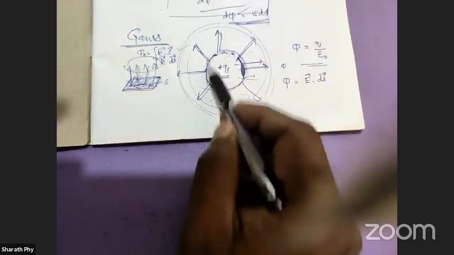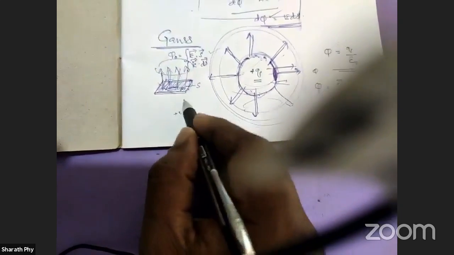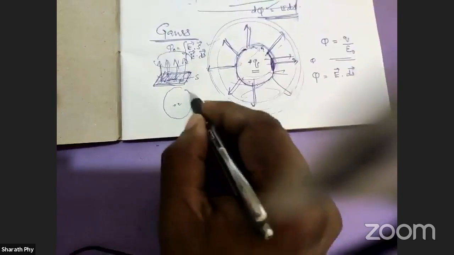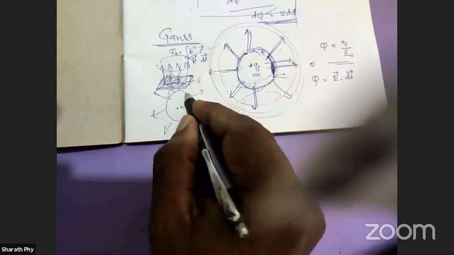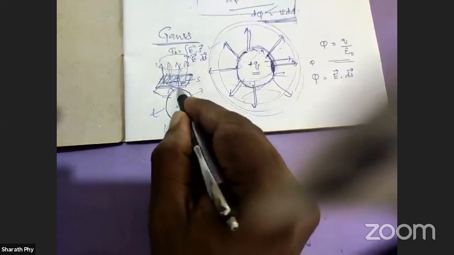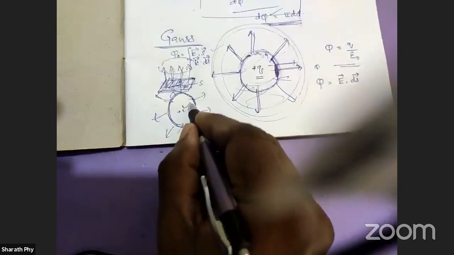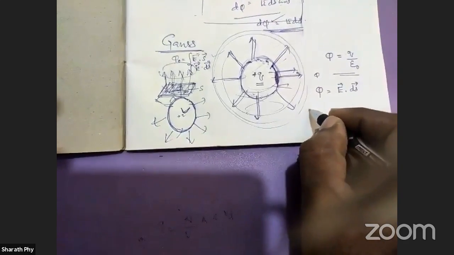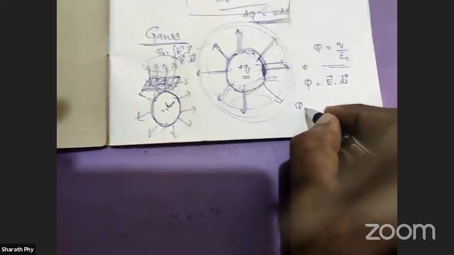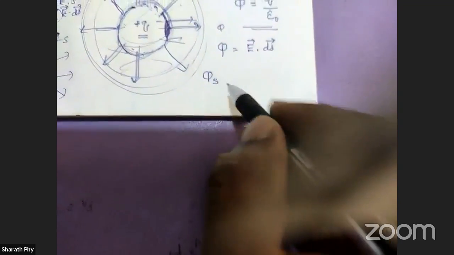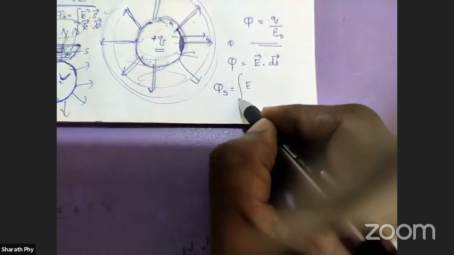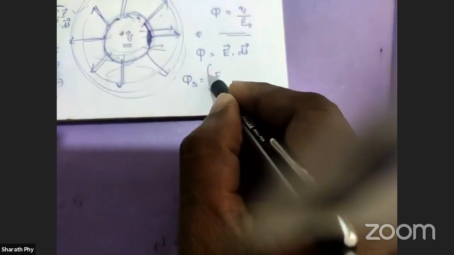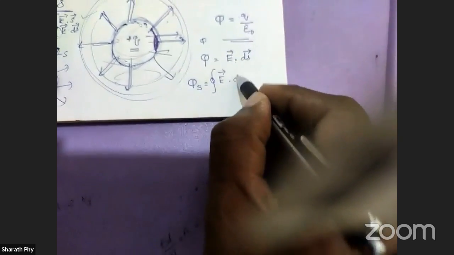But here the surface is closed. How to use it? If the charge is there and the surface is closed, and electric field lines are coming out in all directions, 360 degrees, then we have to take the surface integral. In this case, we have to calculate the flux around the surface. The flux around the surface is equal to the integration around the whole surface. So the surface integral of E bar dot dS bar.